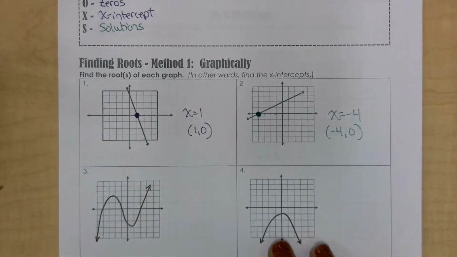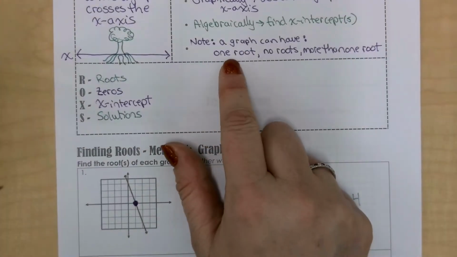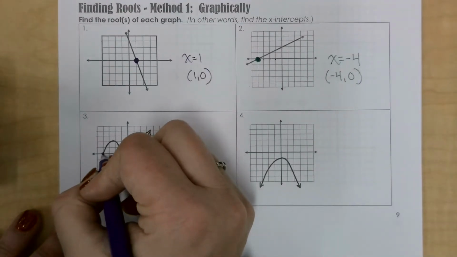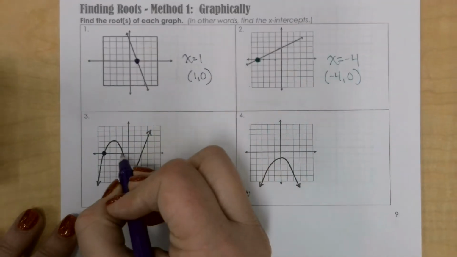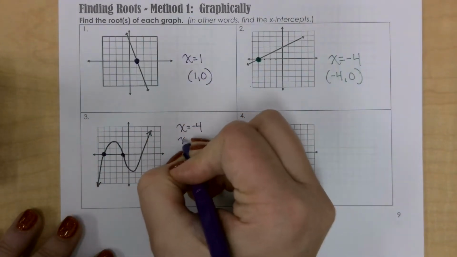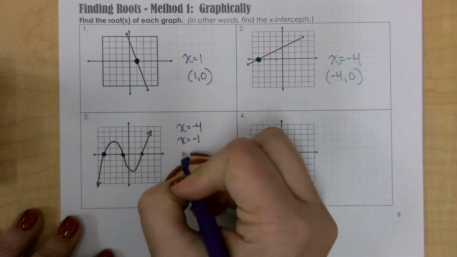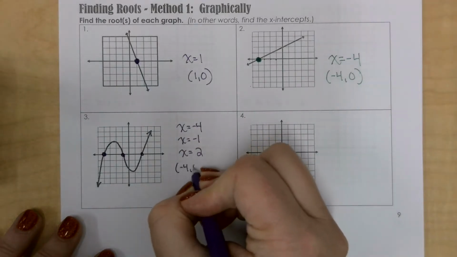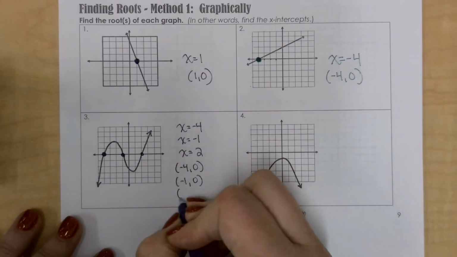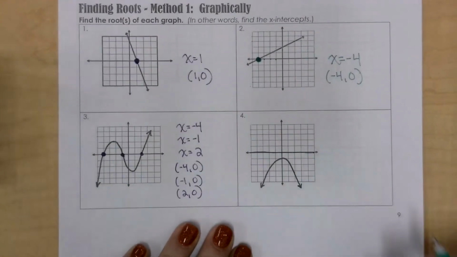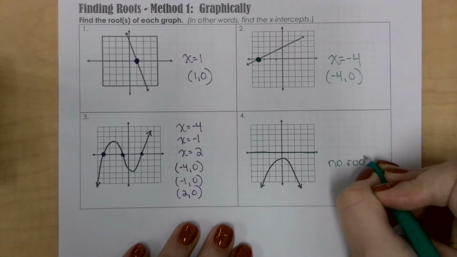Alrighty, let's look at this graph. If you remember, a graph can have one root, no roots, or more than one root. Here I see the graph is crossing the x-axis at x equals negative 4, at negative 1, and at 2. So there are 3 roots with this graph, one at (-4, 0), one at (-1, 0), and one at (2, 0). This parabola, on the other hand, does not cross the x-axis at all. This is a situation where there are no roots.